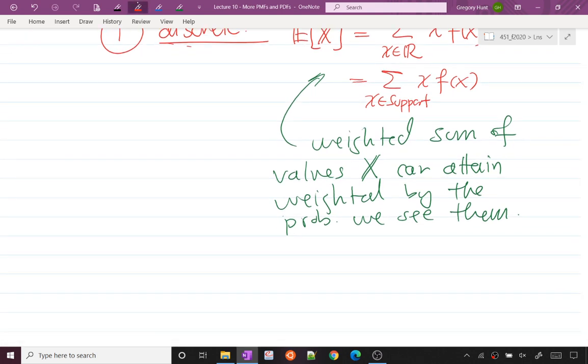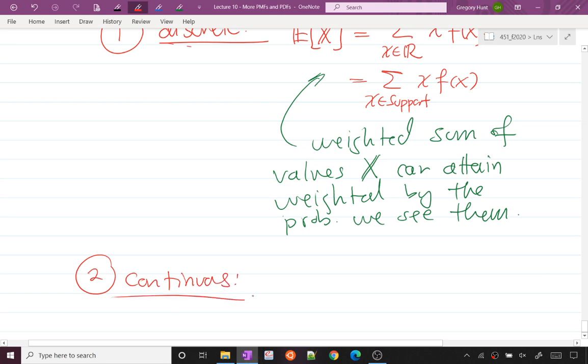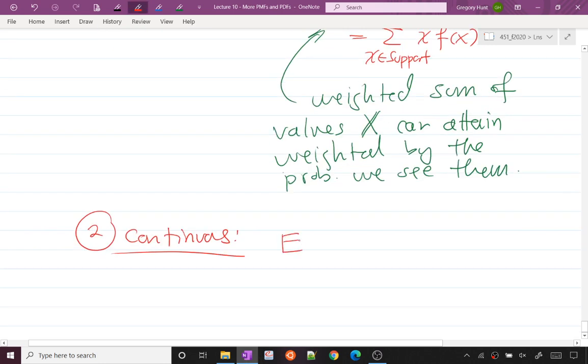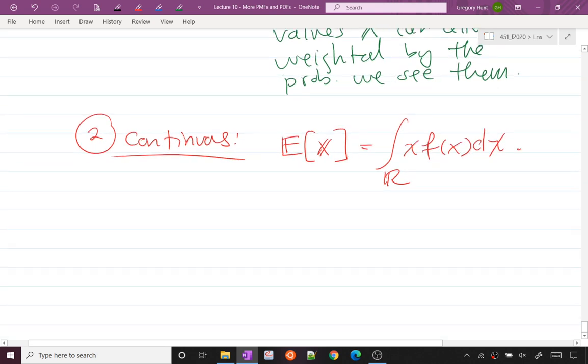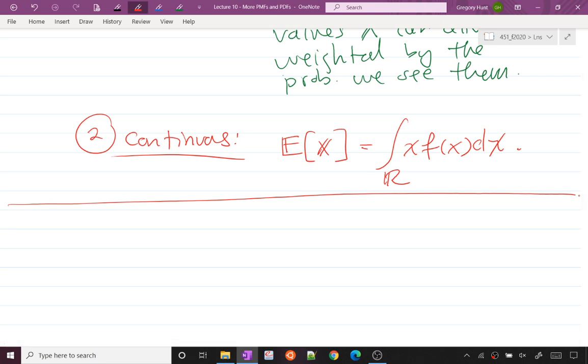In the continuous case here, maybe not surprisingly, the expected value of a random variable is, well, we're going to replace the sum with an integral. It's going to be the integral over the real line of x times f of x dx. So that's the definition. In the discrete case, you sum x times f of x over all the possible values. And in the continuous case, you integrate x times f of x over all possible values.